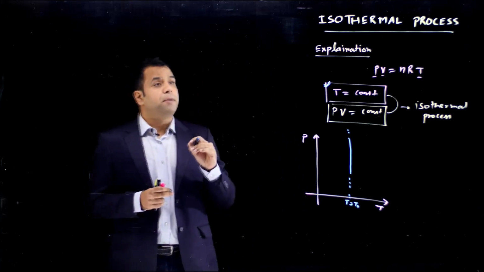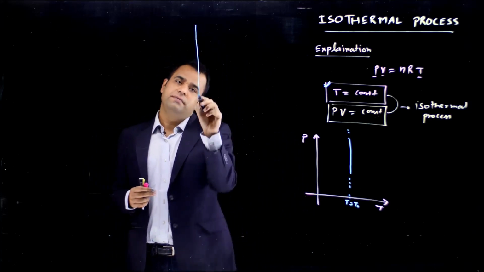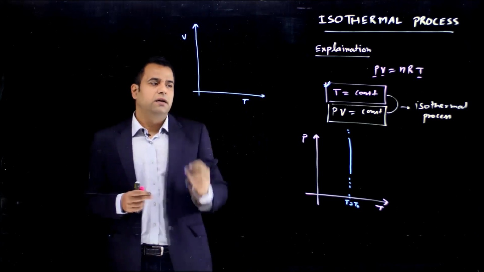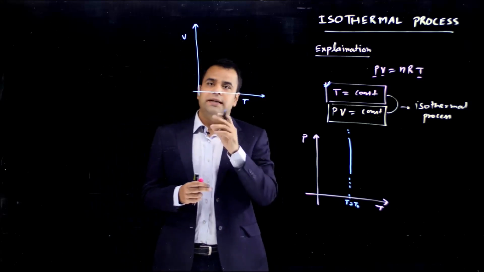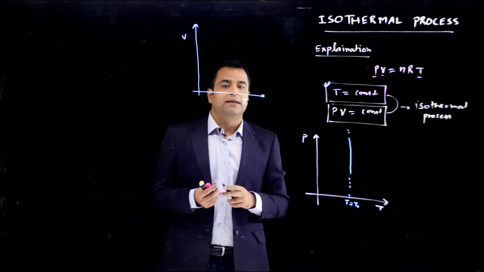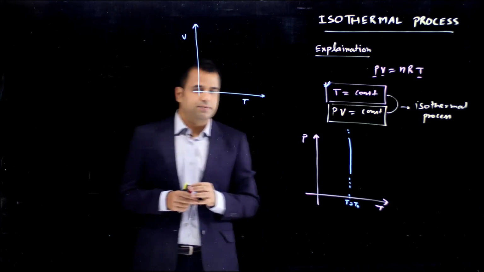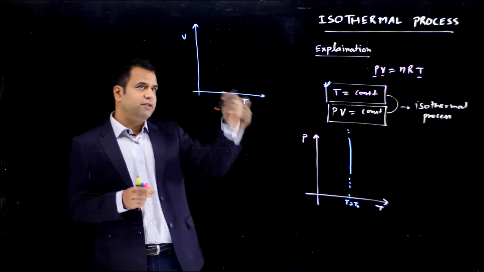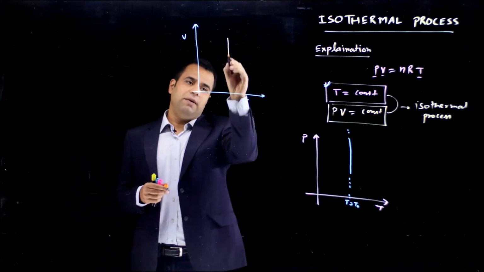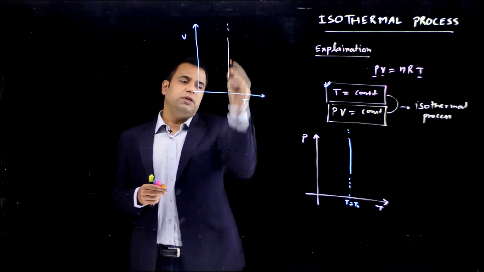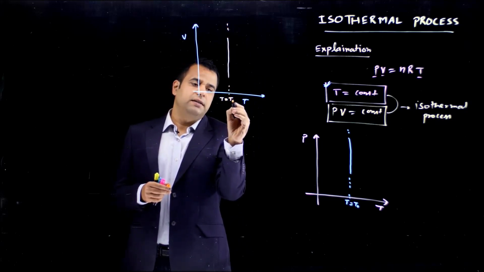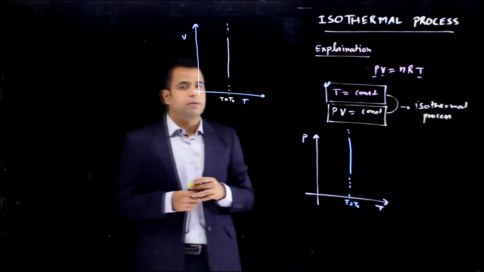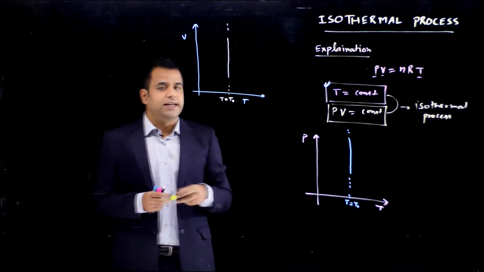Let's go for the next graph. This time I'm representing the VT graph. So I'm representing the volume axis onto the y-axis and the temperature onto the x-axis. In this case also, it will be a straight line which will cut the temperature axis at the temperature T0. So this is your isothermal graph in case of VT curve.